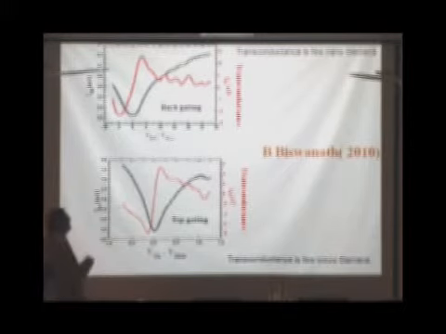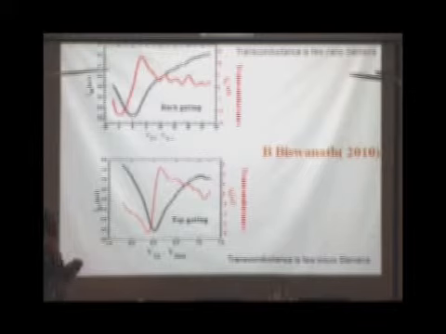What is the uniqueness? It is symmetric around the Dirac point. This is the Dirac point, no doping. So you put hole doping or electron doping, and it is quite symmetric. Also, this is happening for a few volts. This is the back gate, same device. This is the top gate.